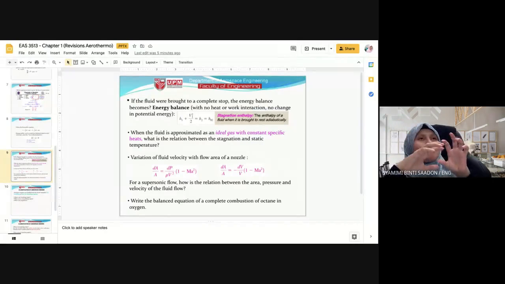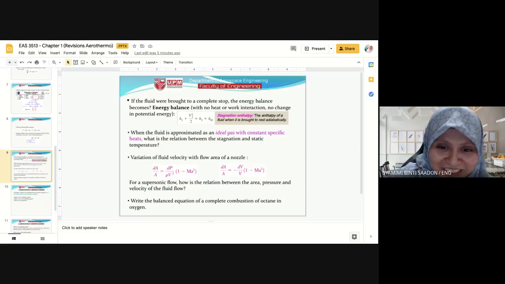So static must plus something in order to get total. Total temperature consists of static temperature and what?